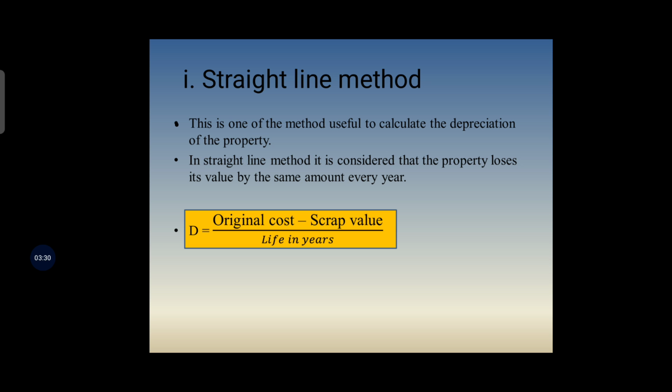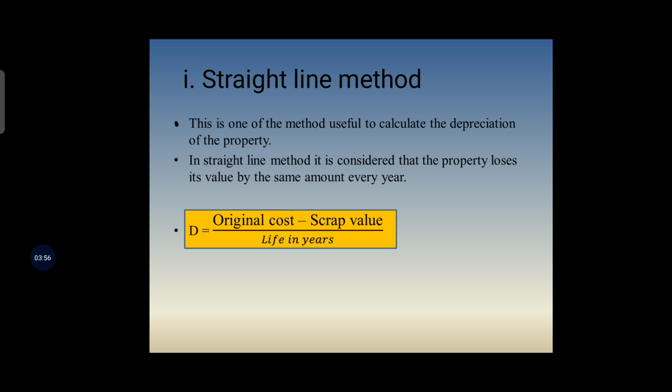First one is the straight line method. The straight line method is the simplest method. The assumption of this method is that the property loses its value by the same amount every year. A fixed amount of the original cost is deducted every year, so that at the end of the utility period only the scrap value is left.